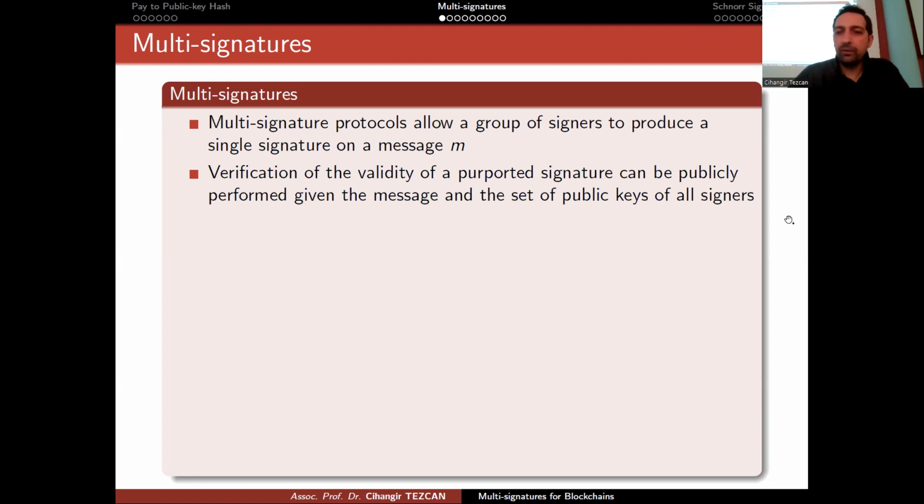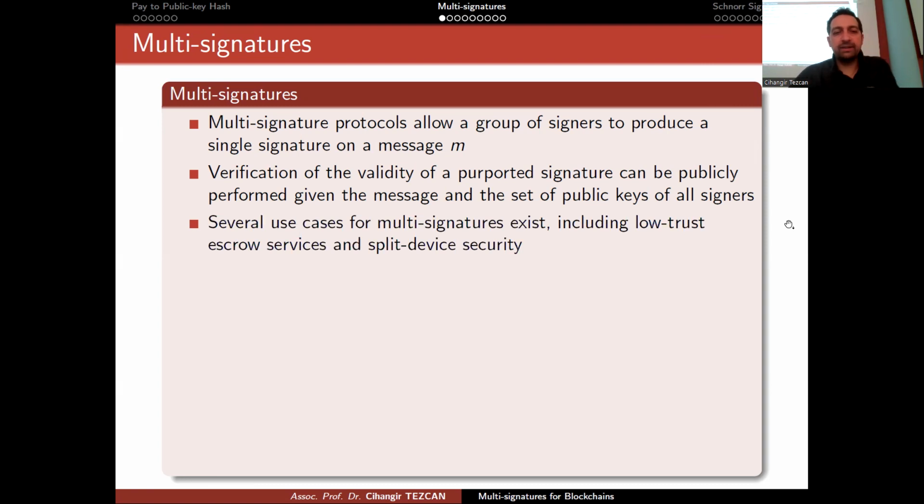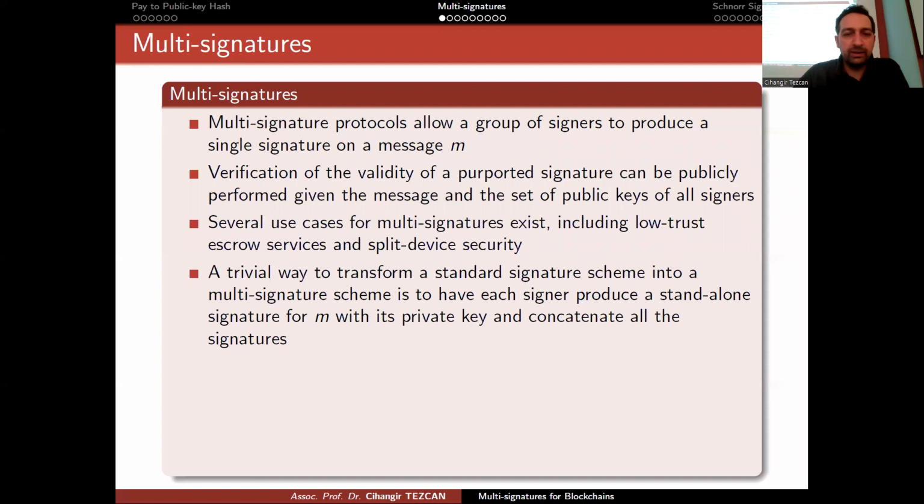Verification of the validity of a purported signature can be publicly performed given the message and the set of public keys of all signers. Several use cases for multi-signatures exist, including low-trust escrow services and split device security. And I will actually talk more about this.